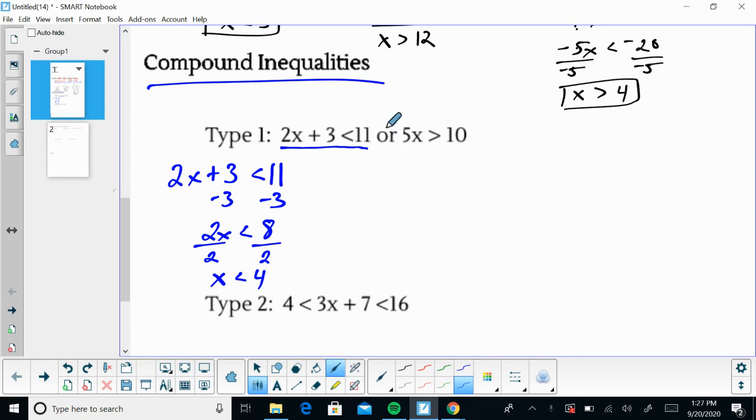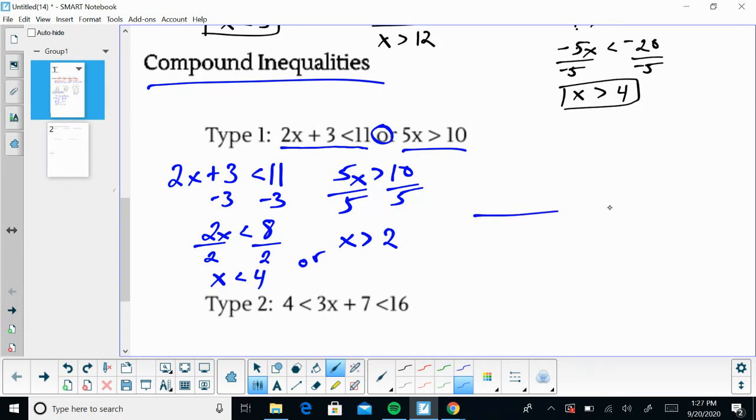Now, since it's a compound, that means I have more than one inequality. I need to work on the second guy. So 5x is greater than 10. Divide by 5, and I would have x is greater than 2. So I have x is less than 4 or x is greater than 2.